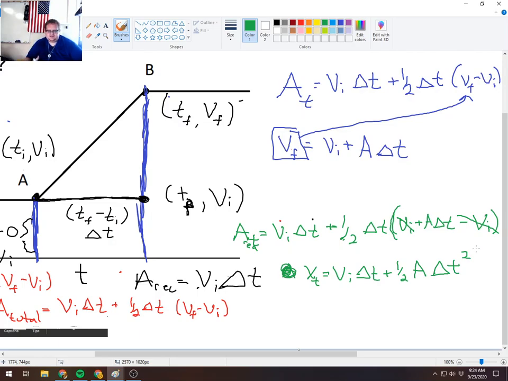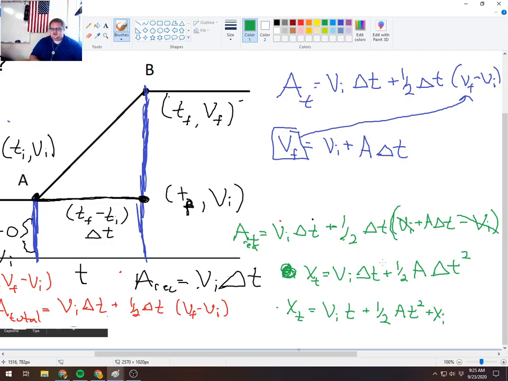A lot of times our initial time is going to be 0, so you could even further write this as the total displacement is going to be the initial velocity times the time plus 1/2 a t squared. And that's the displacement. The only thing this equation doesn't account for is if there was an initial displacement, but you can easily account for that because you can just say plus some initial displacement.